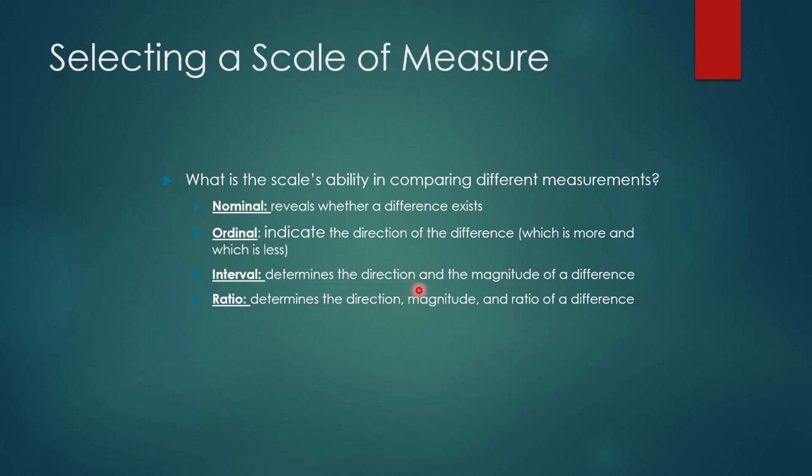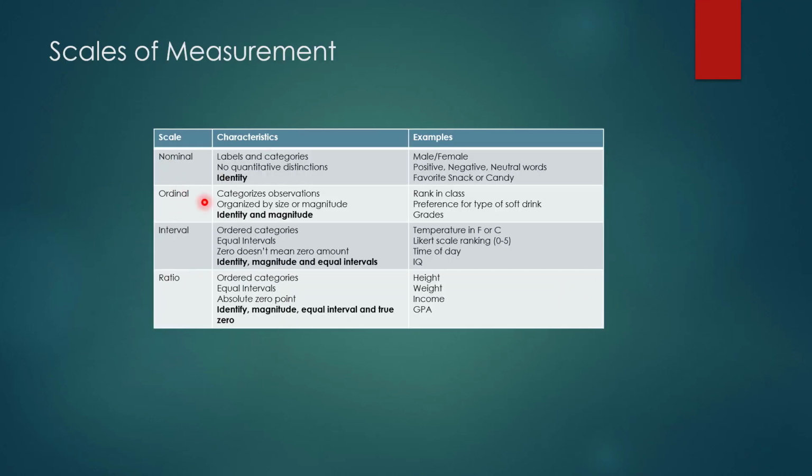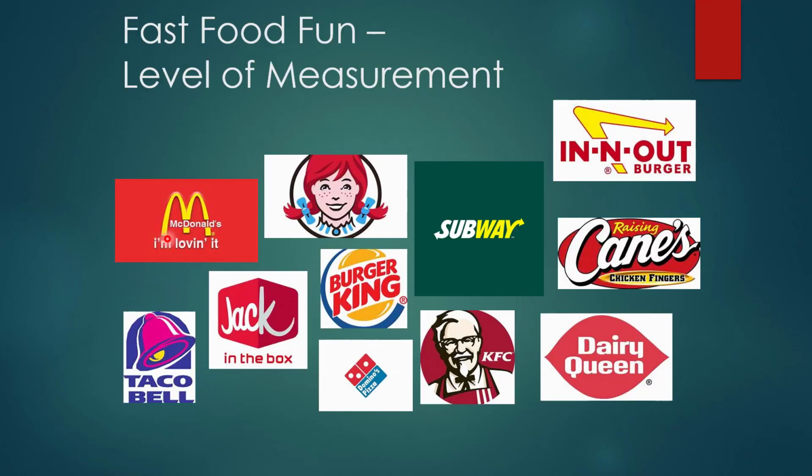Interval determines the direction and the magnitude of a difference and gives us an equal interval between that magnitude. Ratio determines the direction, the magnitude, and the ratio of a difference. So you can then again represent the ratio between those differences. So each one gives us increasing amounts of information. Now, when we use these in terms of our dependent variable, it allows different types of statistics. And again, here's just that table overall summarizing what we discussed.